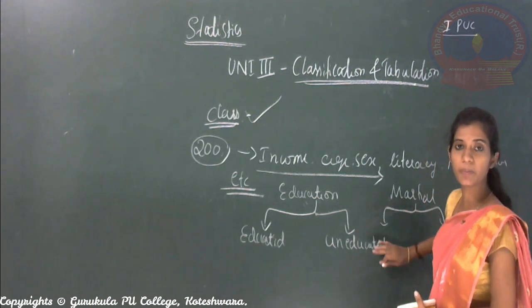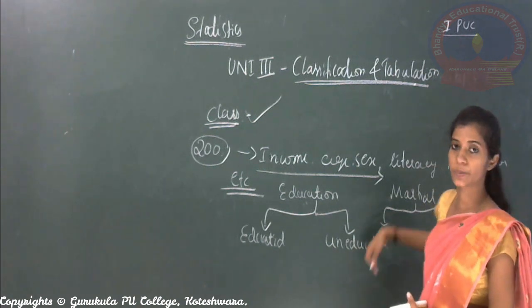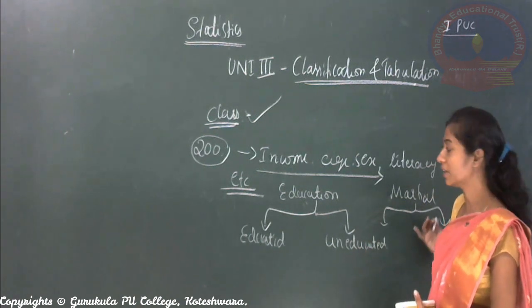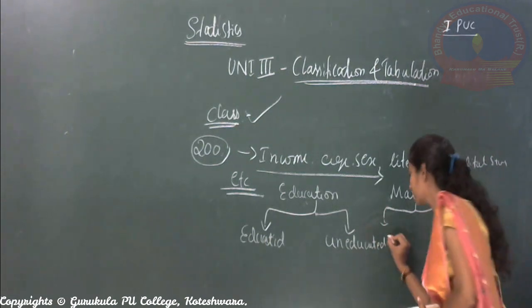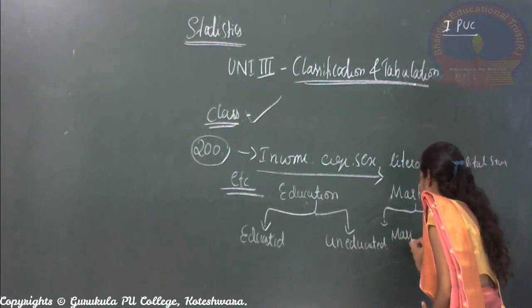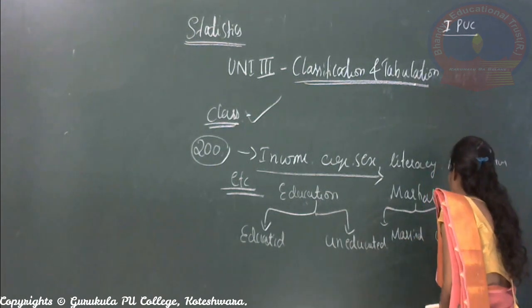Here, some of the family members are married as well as single. There may be singles also. So I can make a category here: married and unmarried.